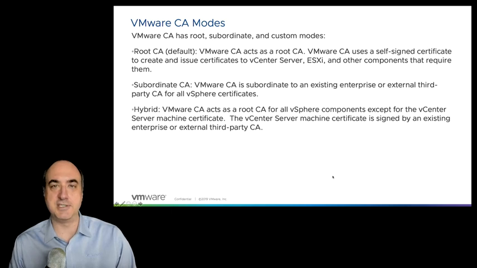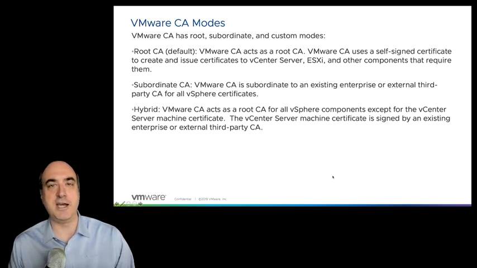The default is its own root CA mode, right? That's where the VMCA acts as a root certificate authority. It will use and issue its own self-signed certificates to create and issue certificates for the vCenter server, the ESXi servers, and all the other vCenter services. Of course, if you leave it this way, every one of your client systems will need to take that root certificate and place it in their browser's trusted certificate store. Once you've done that, the client systems would then trust the certificates issued by the VMCA.